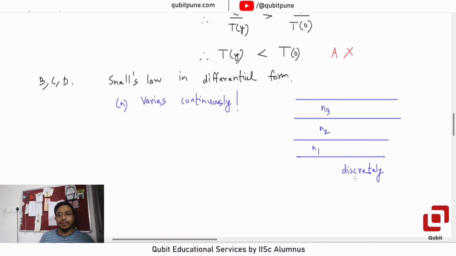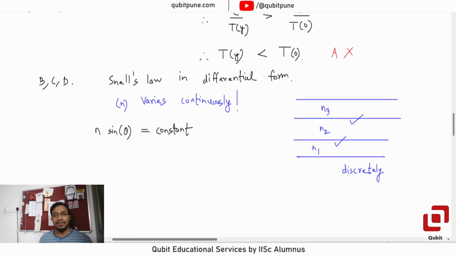Okay, so if it is varying discretely, what we would do is we would consider Snell's law at this interface and at this interface, right? But we have to basically do that for every small slice of the medium under the current case, because n is varying continuously. Okay, so here we will say n sin theta equal to constant.